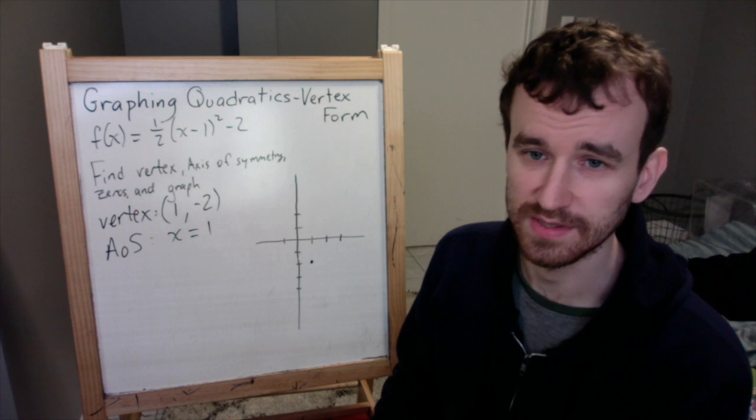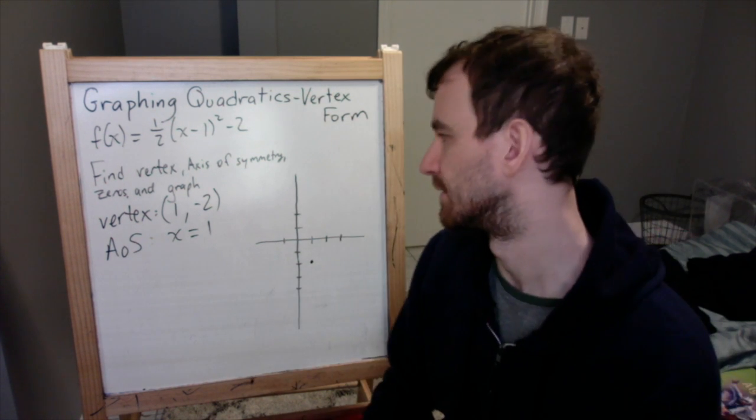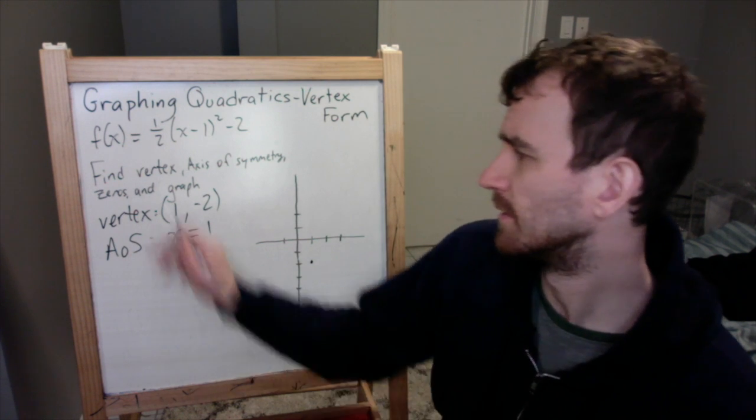So our axis of symmetry is at x equals 1. If you wanted to graph that, you can make a dashed line. You don't need to graph it if you don't want to. And then we want to find the zeros.